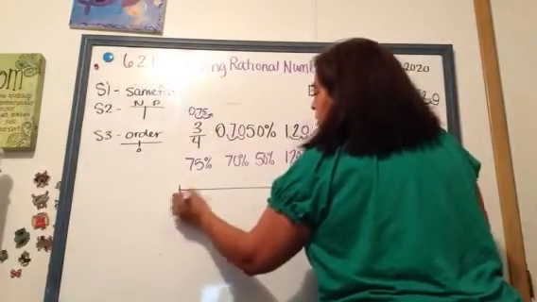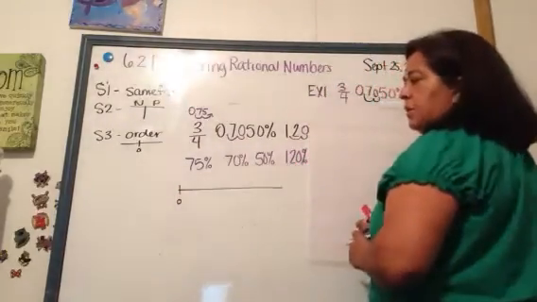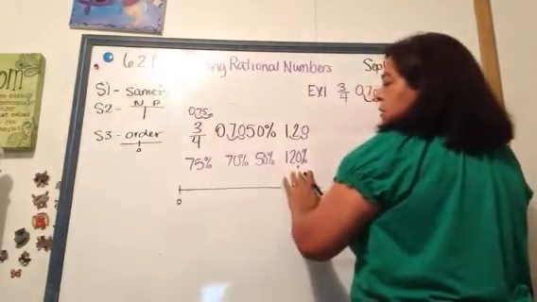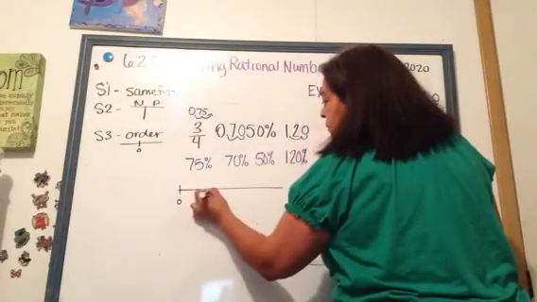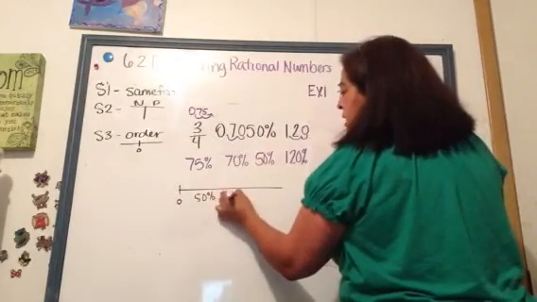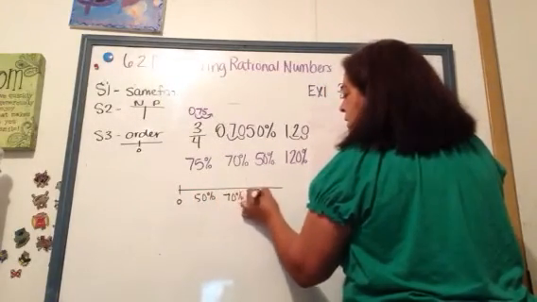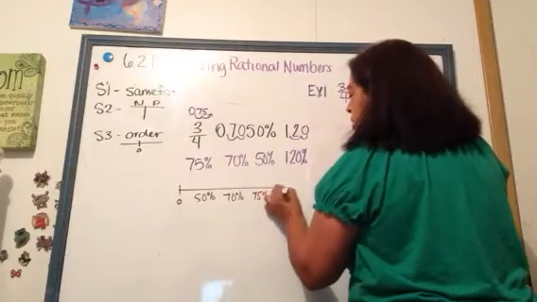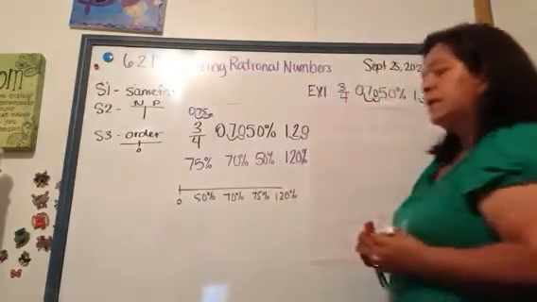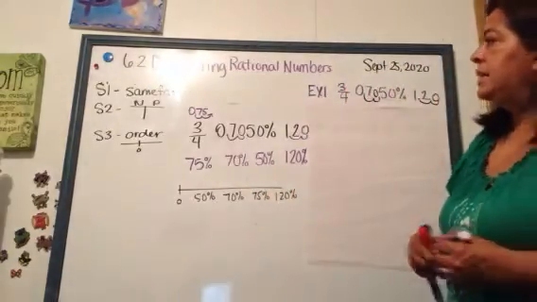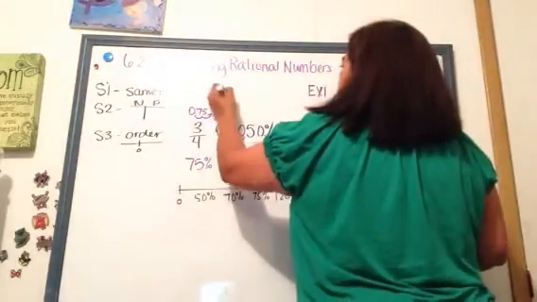I'm going to start at 0 because there's nothing less than 0. So which percent is the smallest? Well, 50%, 70%, 75%, and 120%. That is the correct order. It is in ascending order.